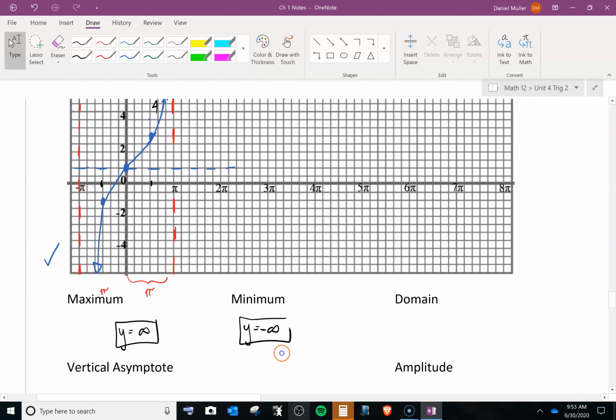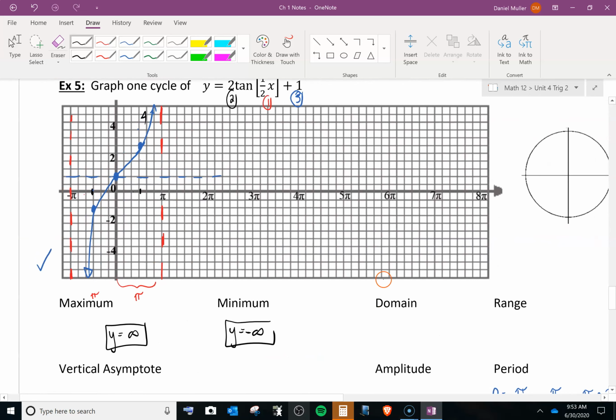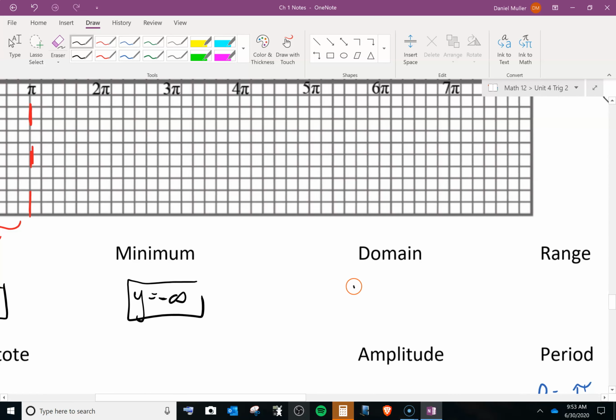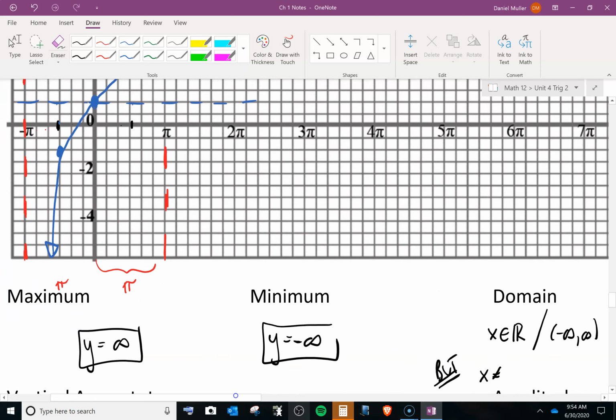Now, domain. So domain happens when x can be any real number. So you say x is an element of any real number, or I guess you could say negative infinity to positive infinity. But there's a big but here: x is not allowed to be these vertical asymptotes.